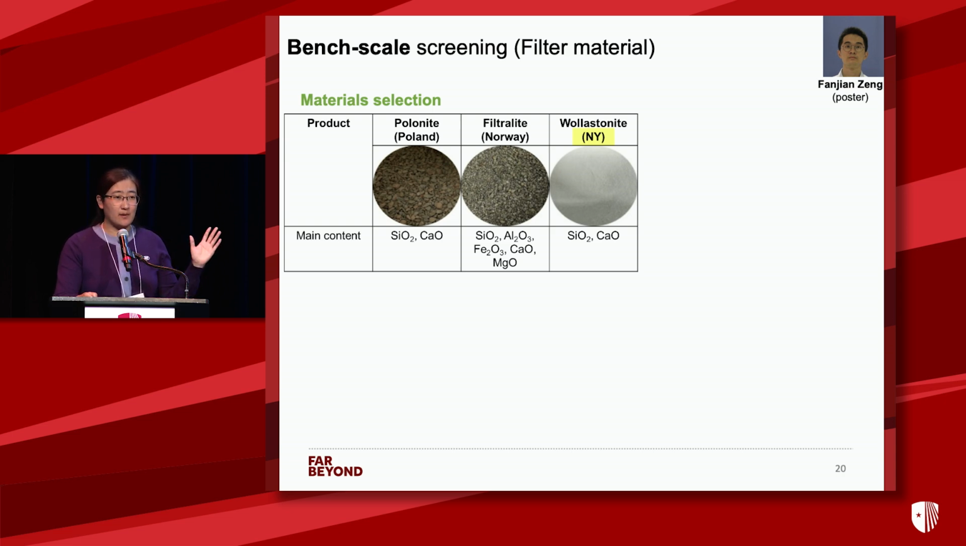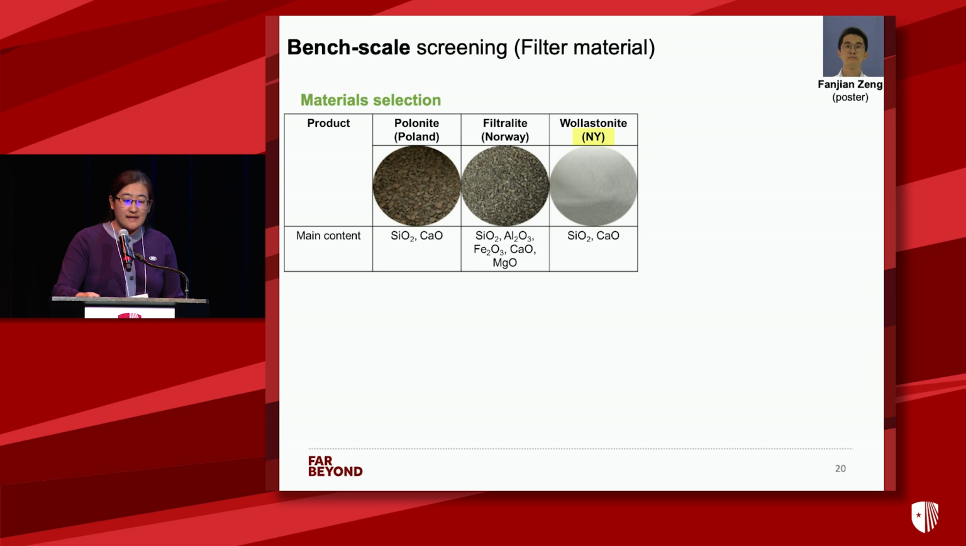So here is a table giving you 3 examples of the media materials we identified. They are called polonite and filtrolite. These 2 materials are from North Europe, and they have been demonstrated to be successful in removing phosphorus from on-site systems. There are over 1,000 installations overseas. We also identified a local material, which is called wollastonite. It is available in New York.